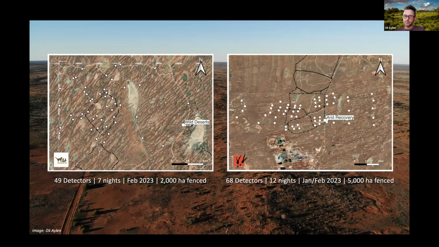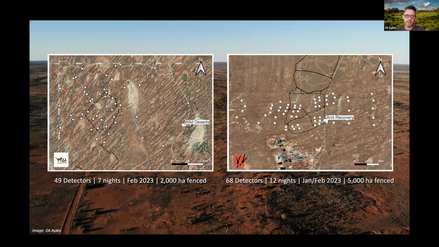We then, at Arid Recovery, had an array of just under 68 detectors. They were out for a bit longer. It was meant to be 7 nights, but we actually got hampered by rain, which is a bit of a theme throughout my arid zone PhD. And these were out for just under 2 weeks. You can see that they're arranged in increasing distances from the reserve. That is what we analyzed.